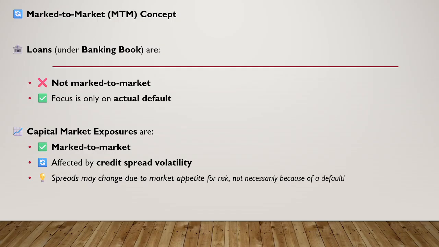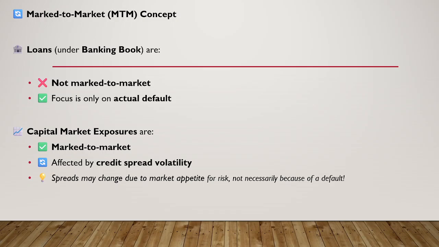But when it comes to capital market instruments like bonds or derivatives, these are marked to market regularly. Their value changes based on market perception, interest rates, and very importantly, credit spread volatility. That means even if there is no default, the price of a bond can go down simply because the market feels the borrower is now riskier.